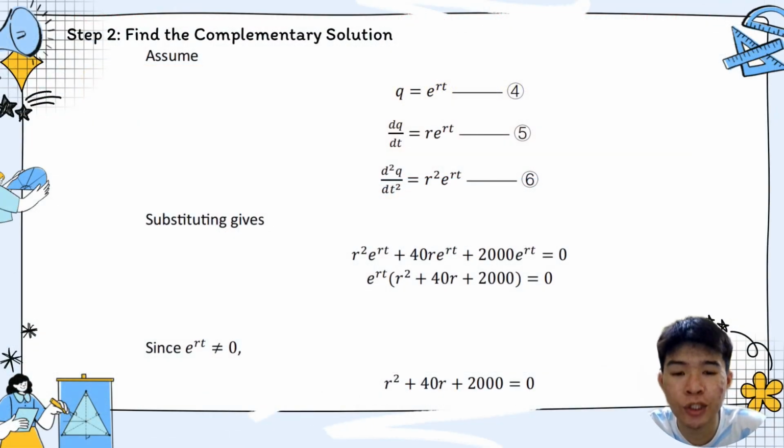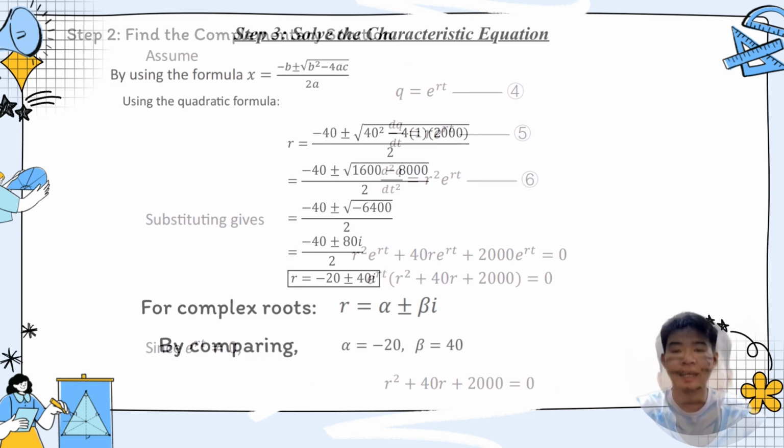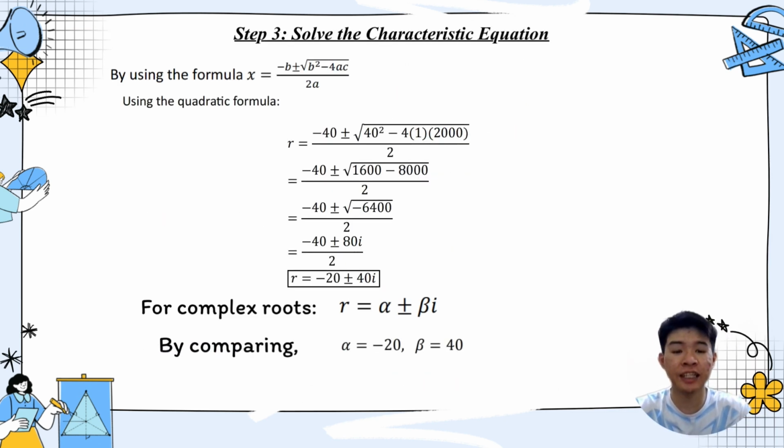So we assume q equal to e^(rt), then dq/dt equal to r e^(rt), and d²q/dt² is equal to r² e^(rt). Next, we substitute equations 4, 5, 6 into equation 3. Since e^(rt) is not equal to 0, r² plus 40r plus 2000 is equal to 0. And then step 3 is to solve the characteristic equation.